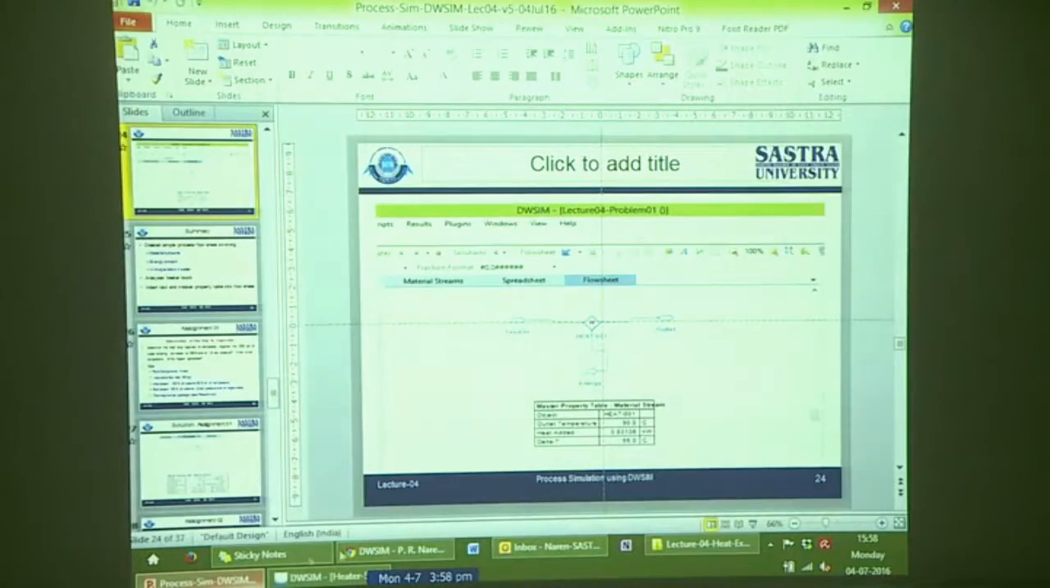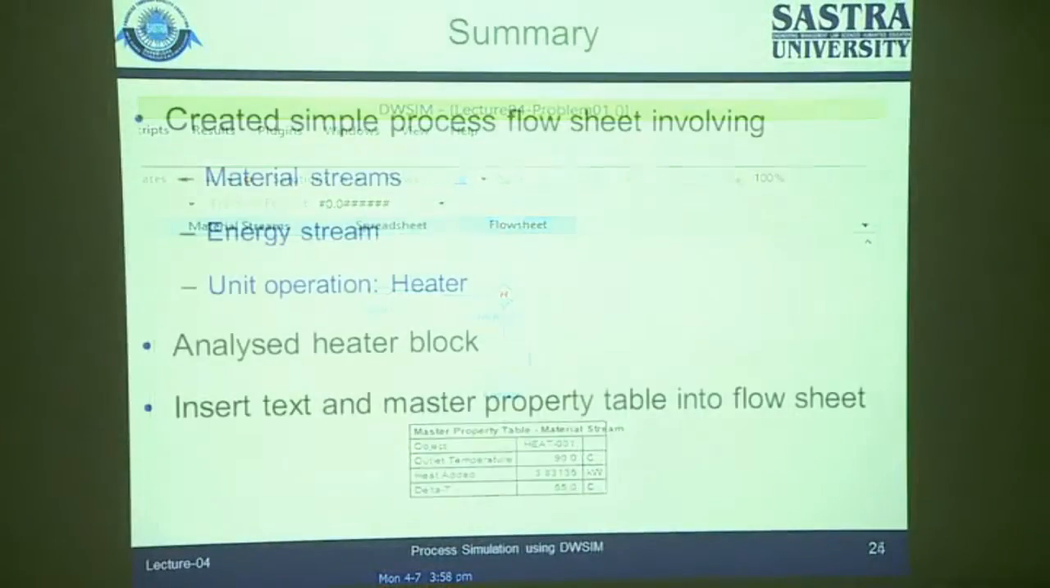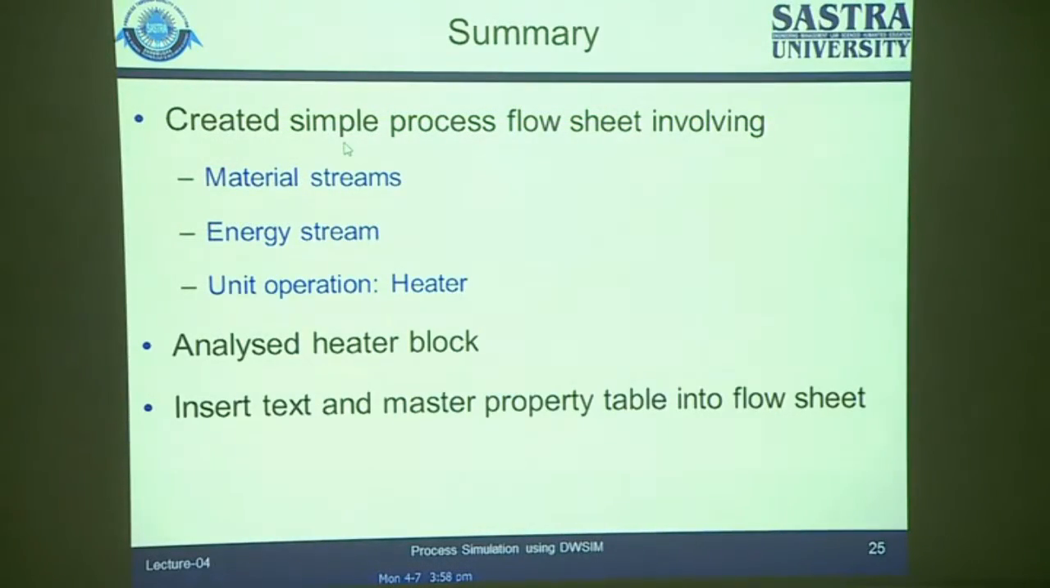So let me go back to my slides again. To summarize, we have learned how to use a material stream. We have learned how to use an energy stream. We have used a simple heater block and created a process simulation to determine how much heat energy or heat duty is required to change the temperature of a fluid from one given value to another given value. And we also learned how to insert a master property table into the process flow sheet.